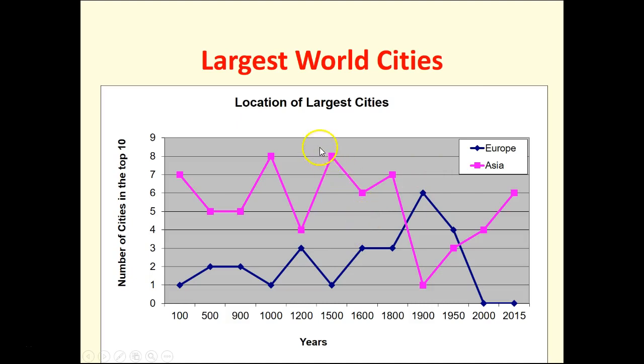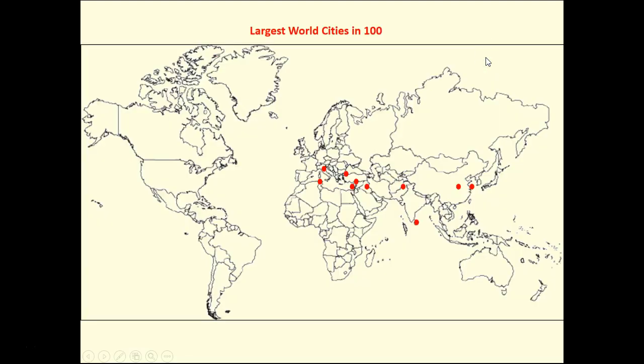If you look at the location of cities from Europe and Asia, you can see this disconnect that happened in 1900, and then we see the rise again of Asia. So throughout time, graphs and data can tell a story about history. If we look at the world in the year 100, we can see the 10 largest cities in the world following a very similar latitude line.